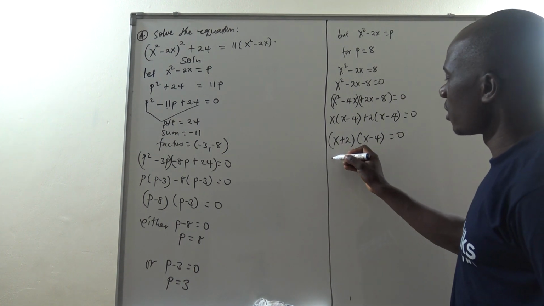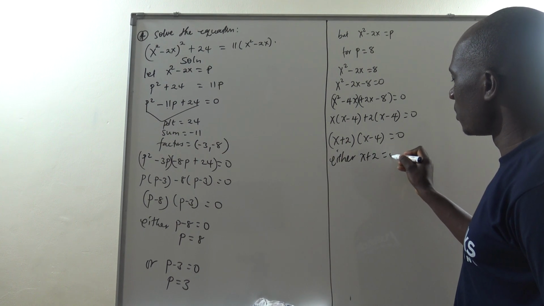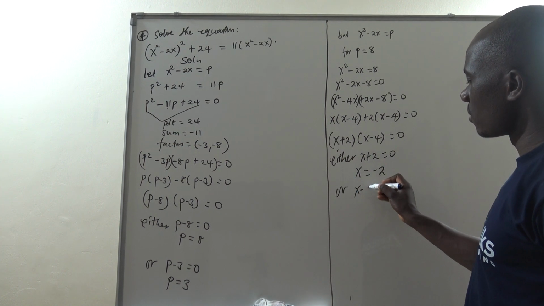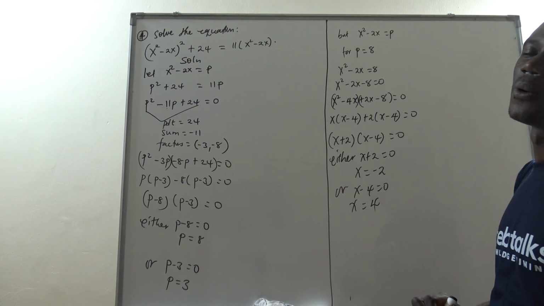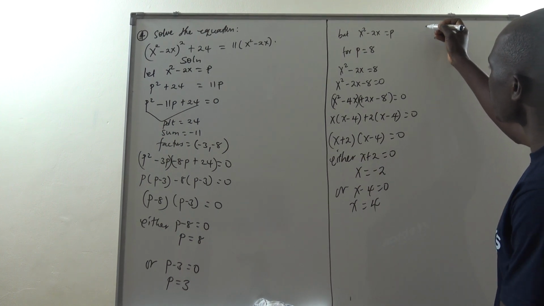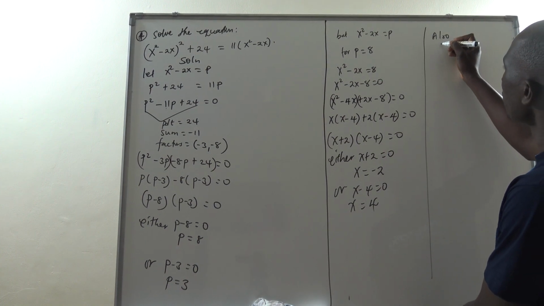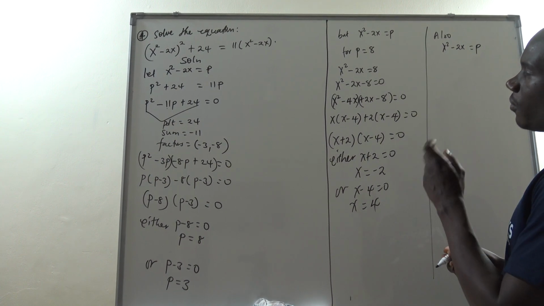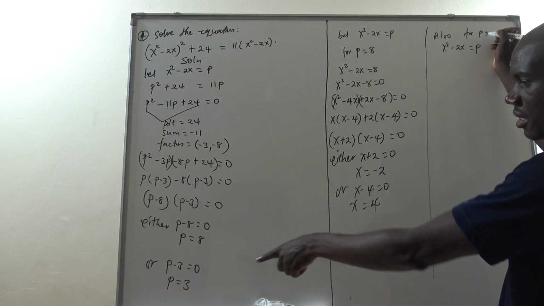So what happens is you're going to say either x plus 2 equals 0, so x equals negative 2, or x minus 4 equals 0. When it goes there, automatically we get a positive 4. Again, you can also try to divide so that you can get the exact values. Also, x squared minus 2x was equal to P. For P equals 3.